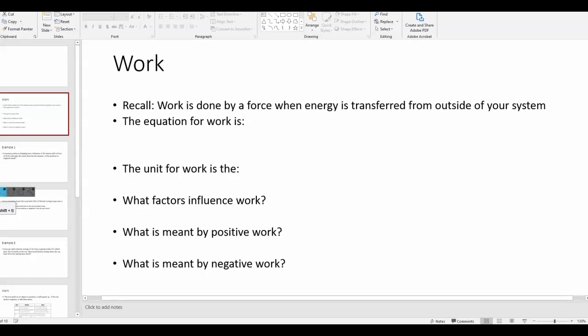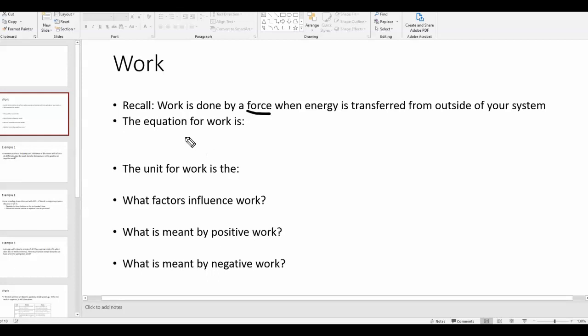Okay, so work is not exactly energy itself. You cannot possess work, but work can be done on an object to either add energy or remove energy. Okay, and so the way that's done is by a force. And so basically, when you take a force and you apply it over a distance, that force can transfer energy to or from the object.